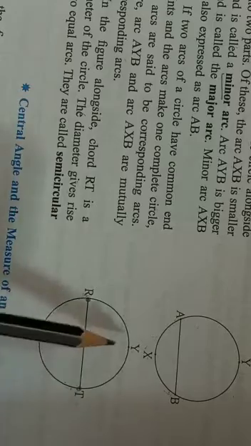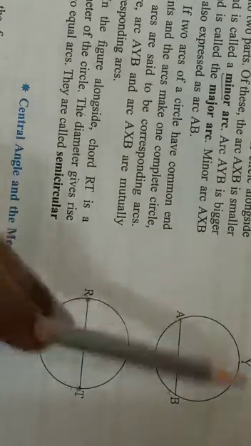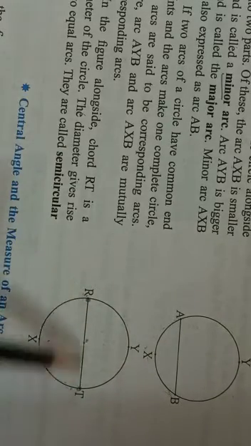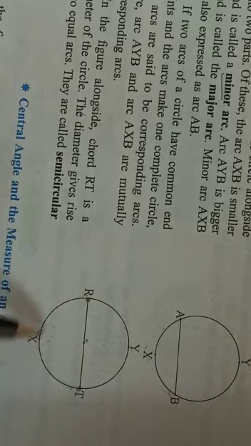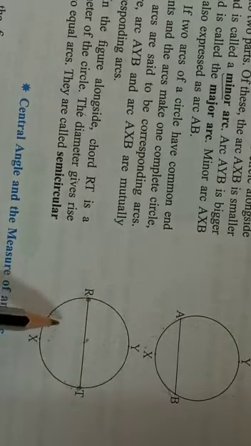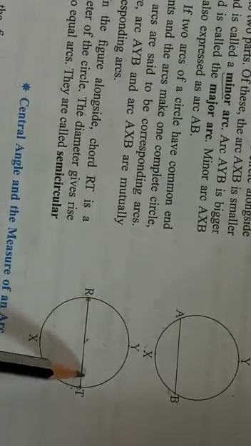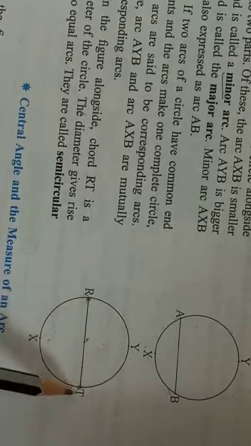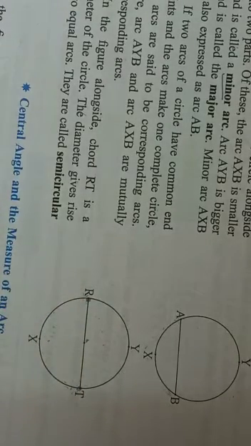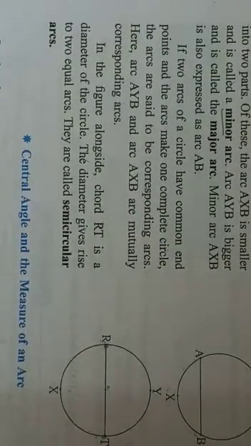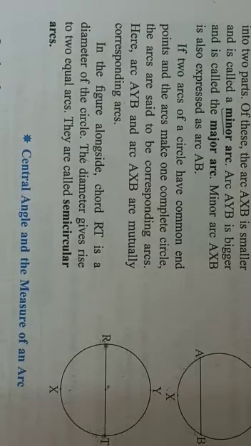Here also two arcs are there, but the diameter is giving rise to two equal arcs, meaning the measures of these two arcs are the same, and these two arcs specifically are called semicircular arcs, because here the diameter is given. So when the diameter is given, you should know this arc RYT and arc RXT are semicircular arcs. I hope you have understood the meaning of minor arc, major arc and semicircular arc.